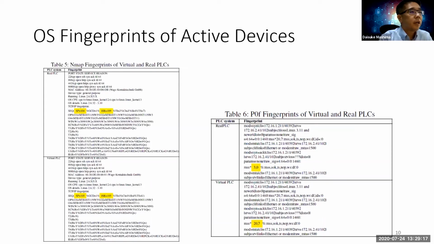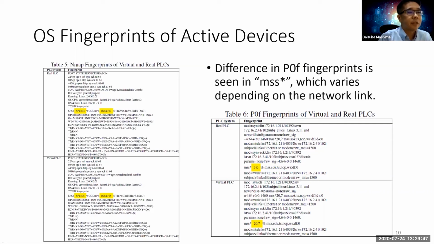Regarding the OS fingerprinting of the active devices, we attempted Nmap as well as p0f, which is a passive OS fingerprinting tool. For the result with Nmap, we do not see a significant difference. Regarding the p0f fingerprinting result, we see a difference in the maximum segment size element, but this number changes depending on the network link. So again, it is not a critical differentiating factor.